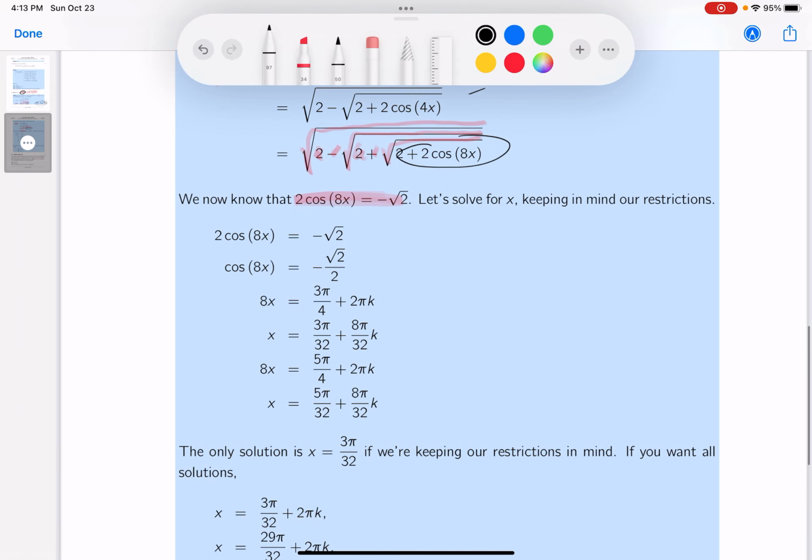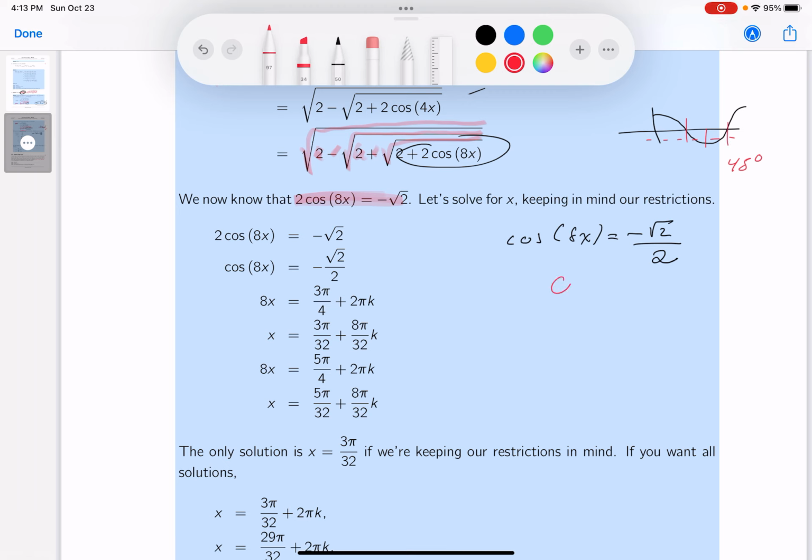And I'm going to write this down for you. All right? So the cosine of 8x is going to be minus root 2 over 2. And I'm going to draw a picture of the cosine curve. Cosine curve sort of looks like this over here. And the minus root 2 over 2 is like this over here. It's a reference of a 45-degree angle. And that's going to occur in the, let's see, second and third quadrant.